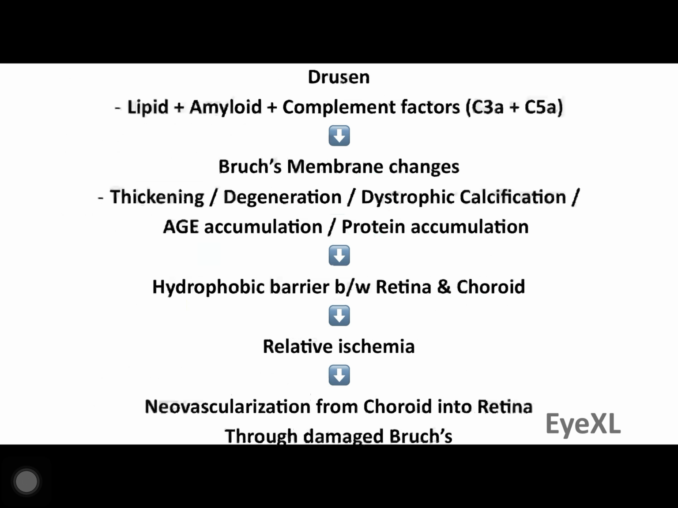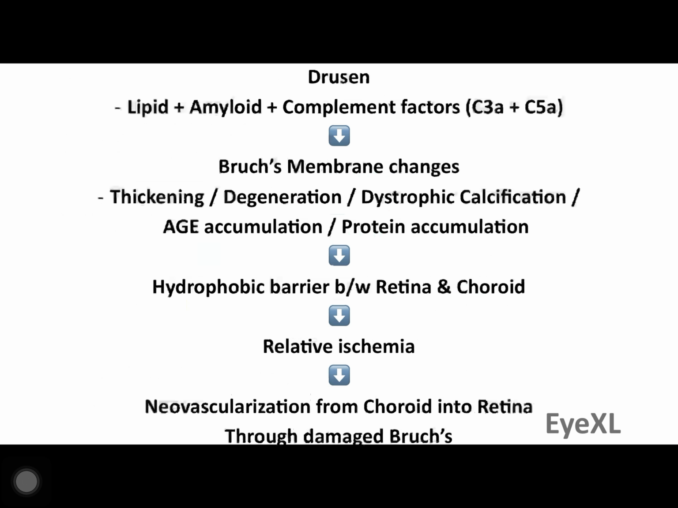Continuing with drusen, it constitutes mainly of lipids, but that is not the only constituent. There is amyloid and complement factors. More specifically, complement factor C3a, which means an activated complement, and C5a, which also is an activated complement. So now when there is going to be so much deposition in the Bruch's membrane, there are going to be changes that you see in the Bruch's membrane. There is going to be thickening naturally because there is a deposition of foreign material. There will be degeneration because this deposit will interfere with its functioning. Dystrophic calcification will also occur as a consequence of the degeneration.